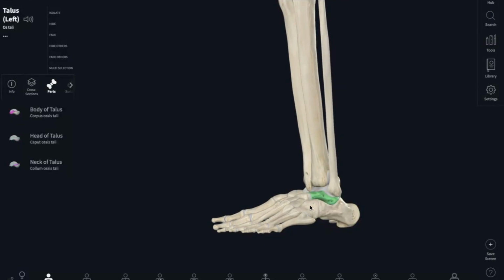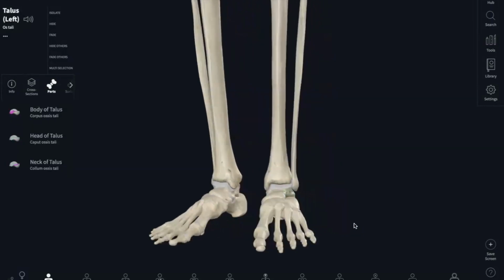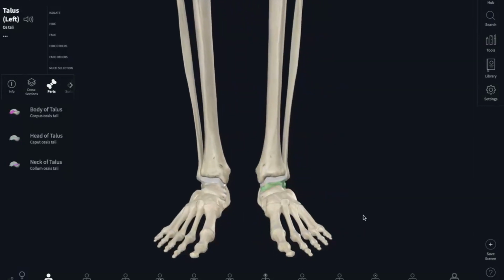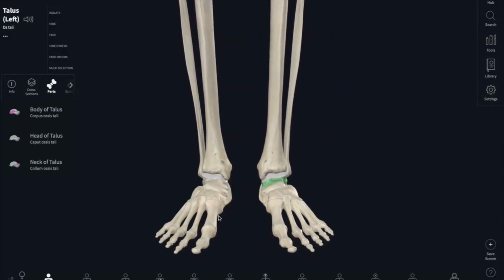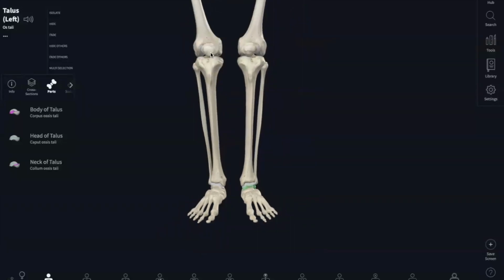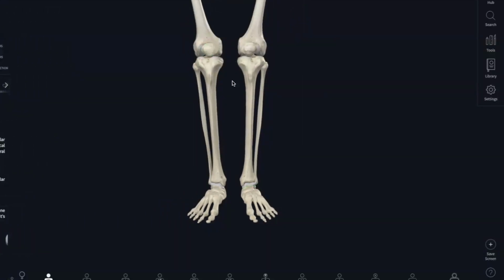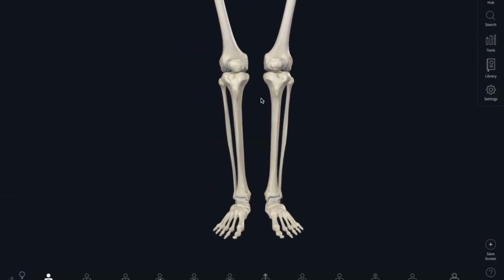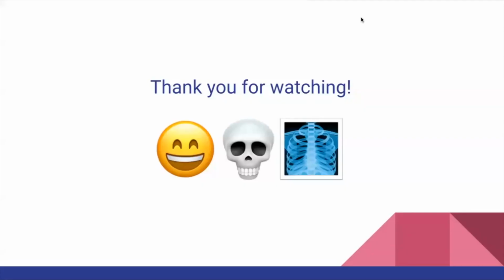And finally, we know it's the same as your hands. There are 5 metatarsals and 14 phalanges, but you notice that there are only 7 tarsals, where in our hand there were 8 carpals. But with the addition of the patella, it actually turns out that there are the same amount of bones in your lower limb and your upper limb. So that was all of the bones and the bone markings that you needed to know.